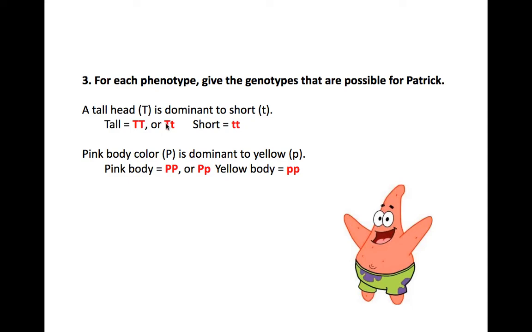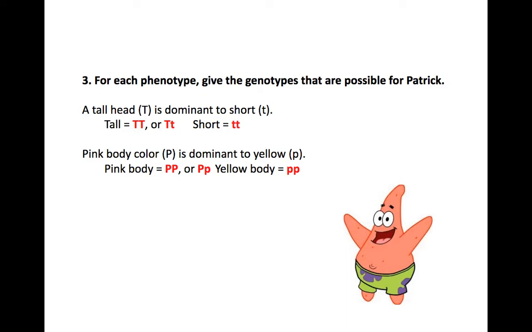Over here, mom donated a big T, dad donated a little t. The big T dominated the little t, so we have a tall offspring. The only way this person could be short was if mom donated a little t and dad donated a little t, so we have a short individual. Pink dominates yellow. We have two possible genotypes for pink because it's dominant, big P, big P, or big P, little p. And for yellow body color, you have only one possibility because it is recessive, and that is little p.